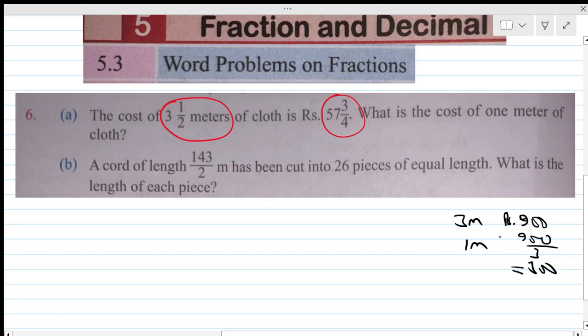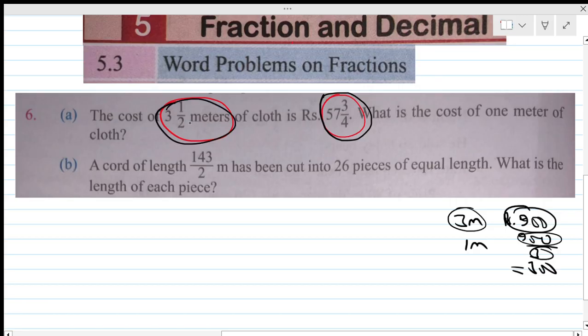So by understanding this easy concept, we can apply the same here. The total amount of cost paid for 3 meter, we divided by 3, so you have to do the same here. The total cost, 57 and 3 by 4, is for the 3.5 meter.